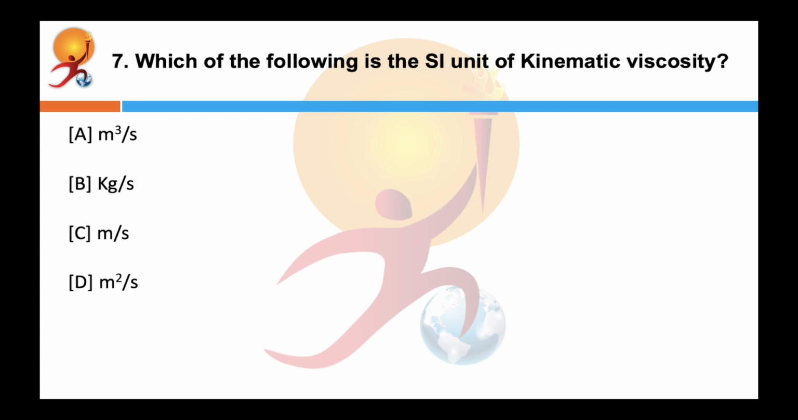Which of the following is the SI unit of kinematic viscosity? Correct answer is D. The SI unit of kinematic viscosity is the square meter per second. It is denoted by the symbol nu.